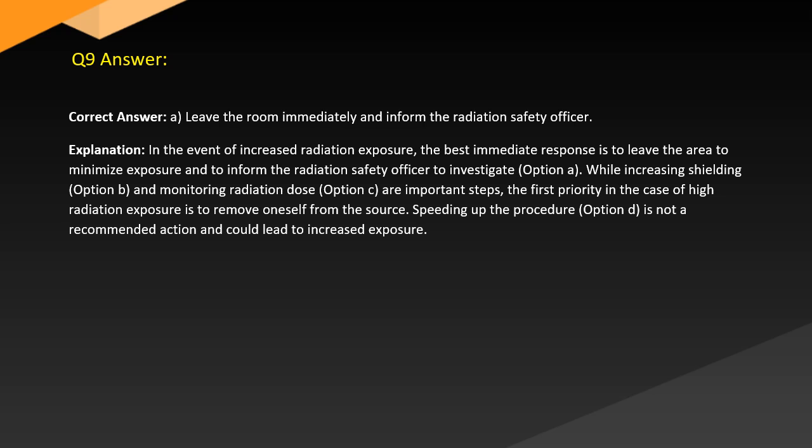Option A. While increasing shielding, option B, and monitoring radiation dose, option C, are important steps, the first priority in the case of high radiation exposure is to remove oneself from the source. Speeding up the procedure, option D, is not a recommended action and could lead to increased exposure.